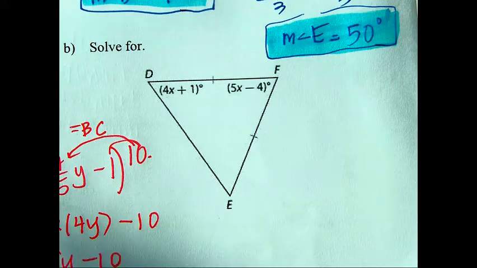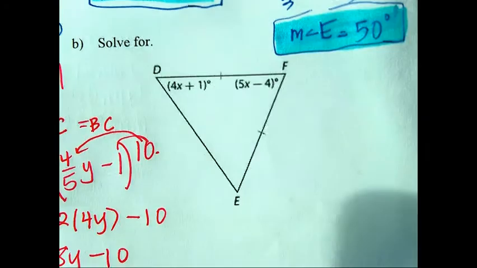Okay, for part B here, it's a little hard to see, but this is an isosceles triangle.